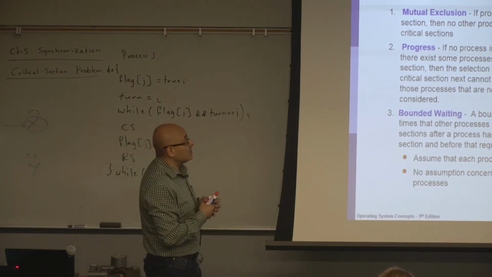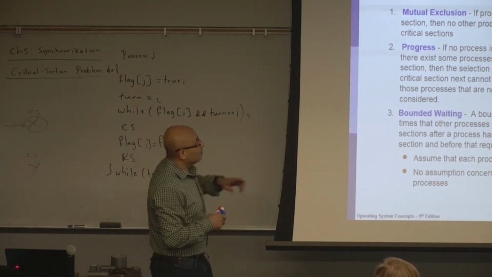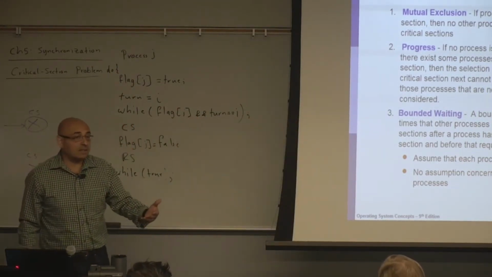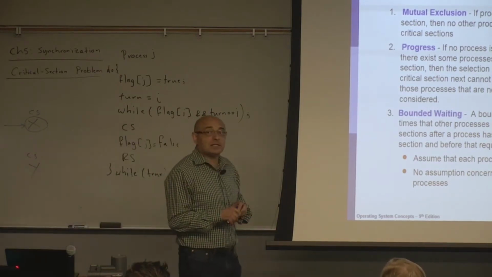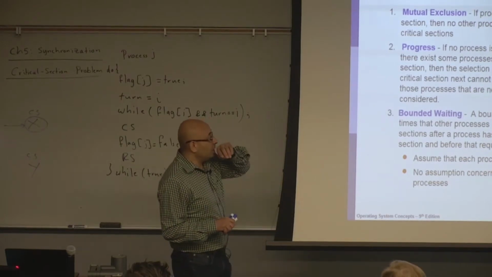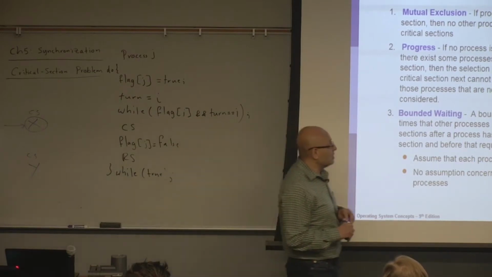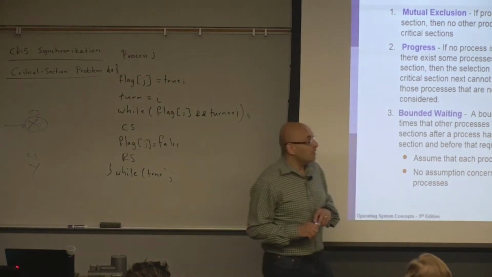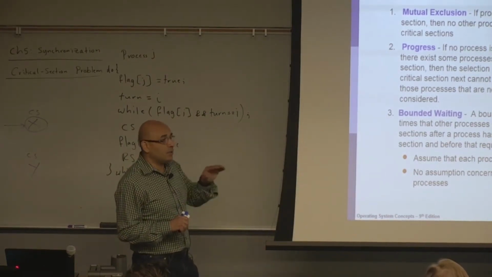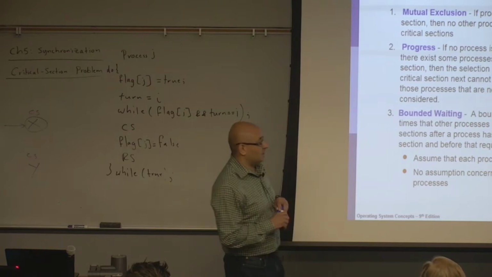Progress, we want to make sure that this solution makes progress. It doesn't cause a dead end, a dead block. So progress means if there are some processes that are interested in accessing the critical section, we must select one of them, and we cannot delay the selection indefinitely. And the selection should not include processes that are in their remainder section. So the selection is made between processes that are interested in accessing the critical section.